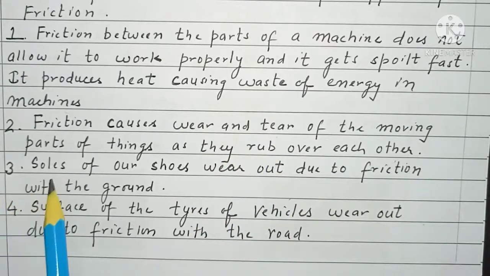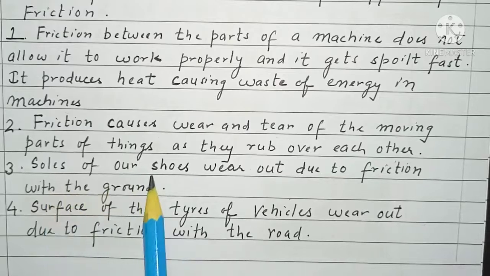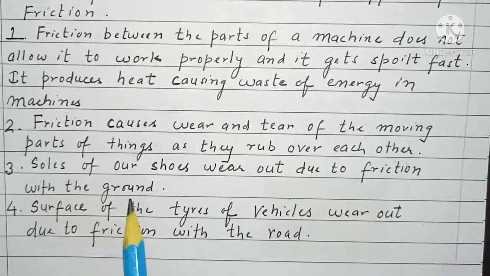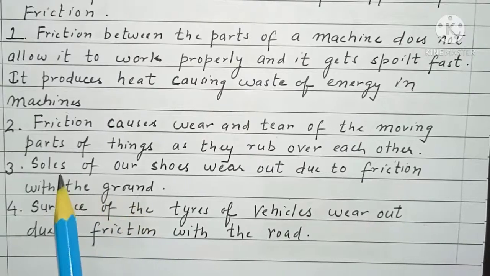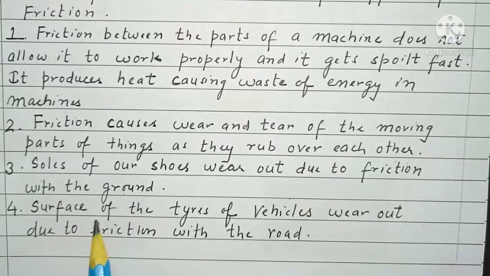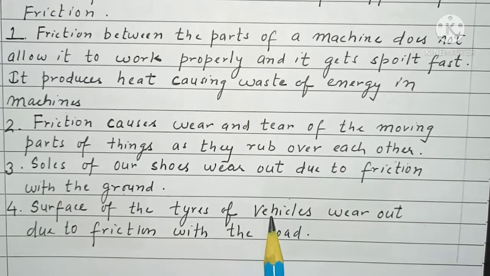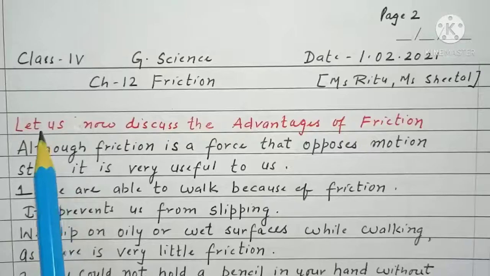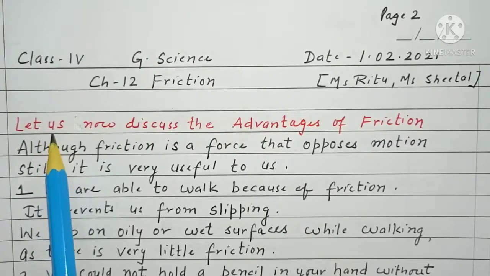Number three, soles of our shoes wear out due to friction with the ground as the soles are in contact with the ground. Number four, surface of the tires of vehicles wear out due to friction with the road. So these were the disadvantages.